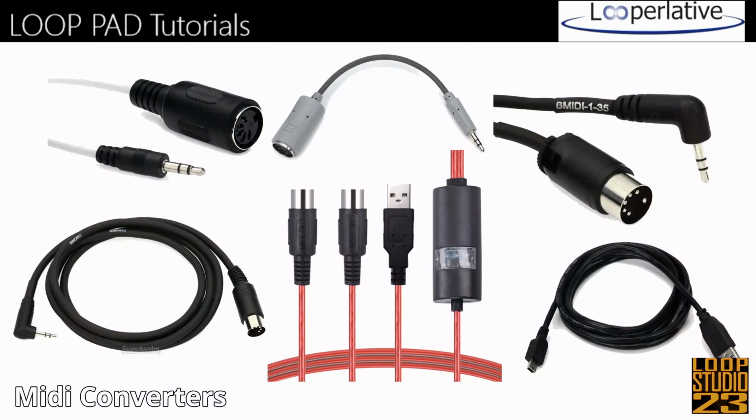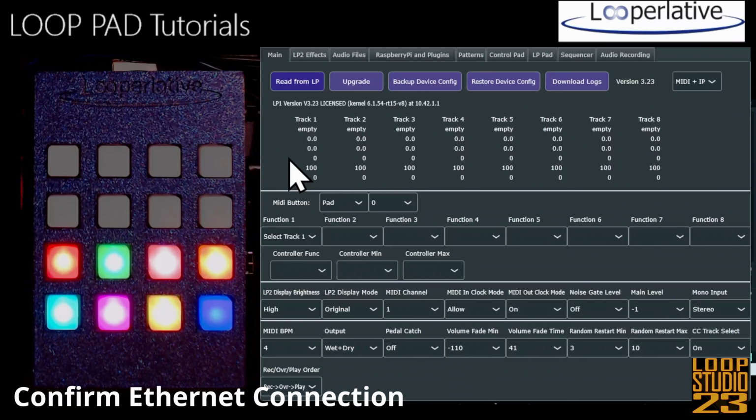Now check the Looperlative Configure app. If you're connected with an Ethernet cable, the app will show the software version on the right near the top and the firmware information in place of the connection lost text on the left of the app screen near the top. This is how you know you're connected.